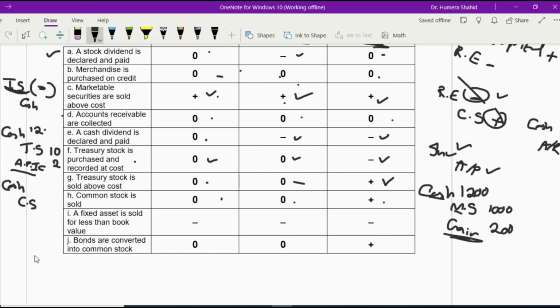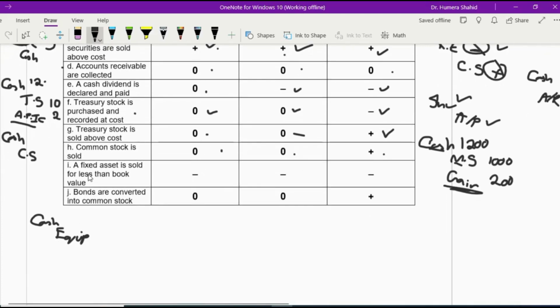Point number I, a fixed asset is sold for less than the book value. So when you sell an asset for less than its book value, you get money. For example, you sell some equipment, because they said a fixed asset. They said you sell it for less than the book value. So for example, the book value was 12,000, but you sold it for 8,000, so the debit side is smaller, so we will have a loss on sale of asset of 4,000.